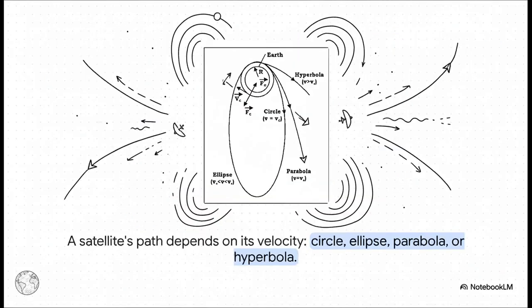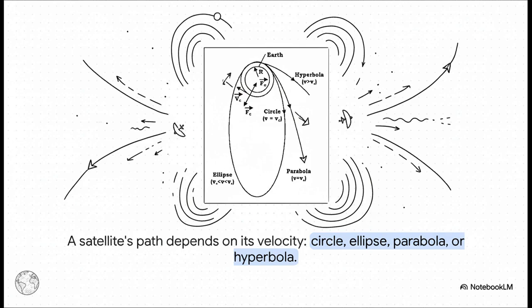And this diagram shows what it all looks like in practice. A satellite's path is all about its speed. If you hit that orbital velocity perfectly, you get a nice, stable circle. Go a little bit faster, and the orbit stretches out into an ellipse. If you manage to hit escape velocity, your path becomes a parabola. You're not coming back.